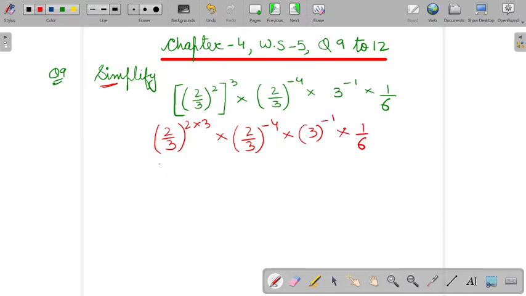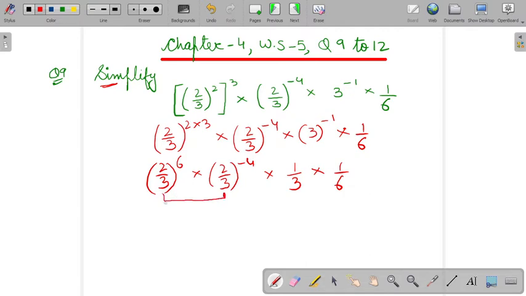Now in next step you can write it 2 by 3 power 6 multiply 2 by 3 power minus 4, and since here the power is negative, so you can write it 1 by 3 power 1, so it will be 1 by 3. Now can we use the law in these two parts? Yes, we can use the law. So, since bases are same and it is in the multiplication form, you can add the powers together and write the other terms as it is.